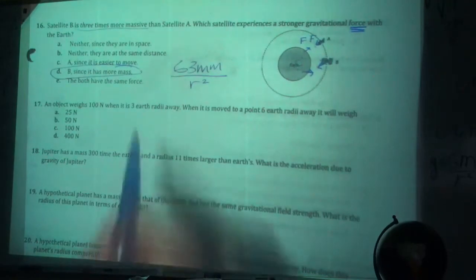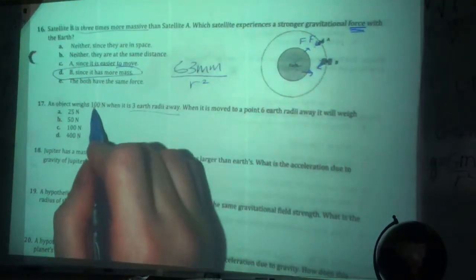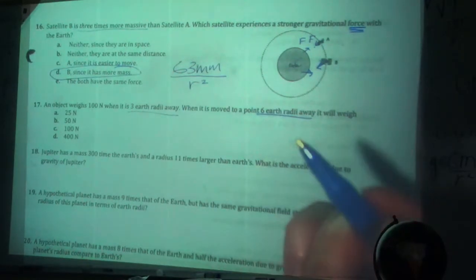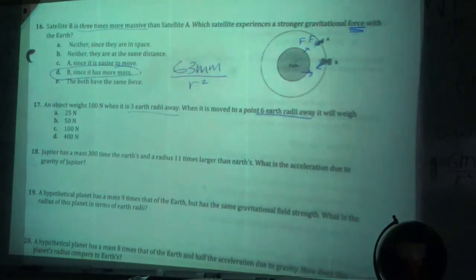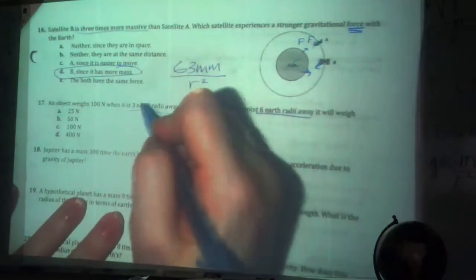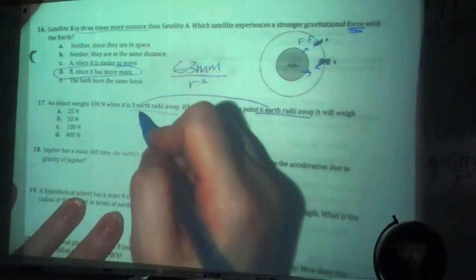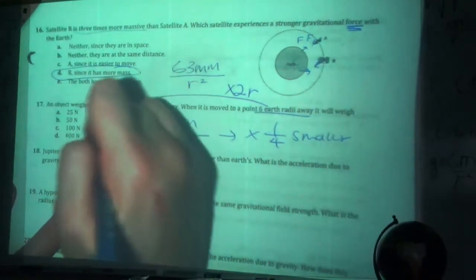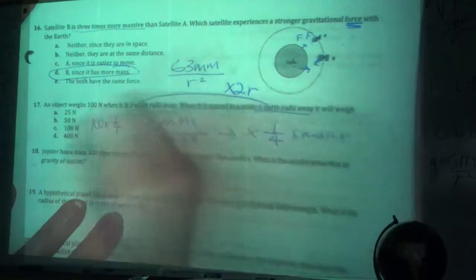When an object is 3 Earth radii away and it weighs 100 newtons, when I go to 6 Earth radii away, I want to know what it would weigh. So I'm changing the distance. If I'm going from 3 radii to 6 radii, that's a distance times 2. And now it's just plugging in: if I go to twice the radius, that would be 1/4 as much. And if my old force is 100 and it gets 1/4 as big, my new force is then 25.